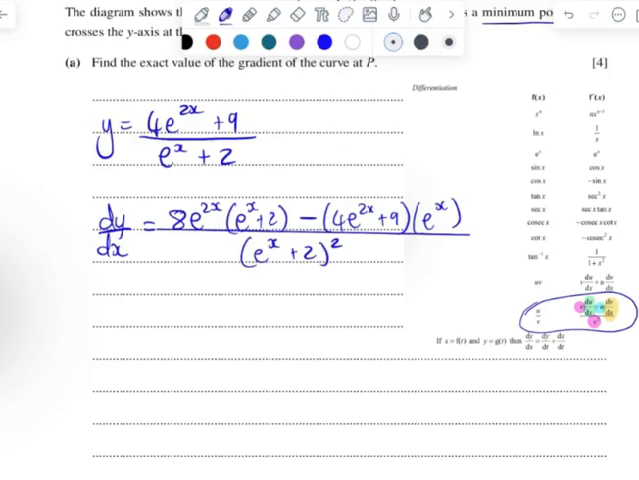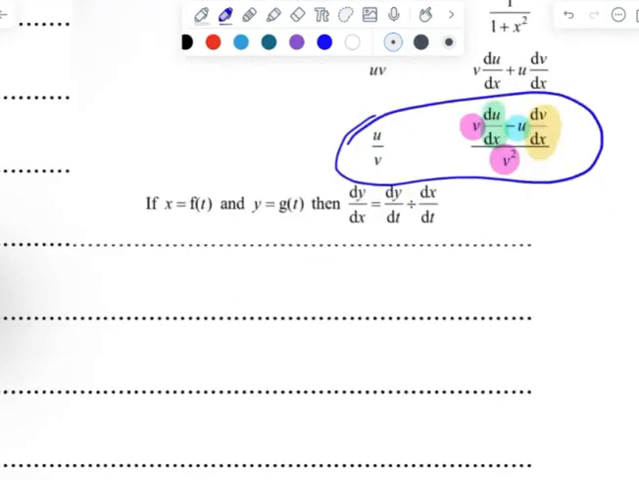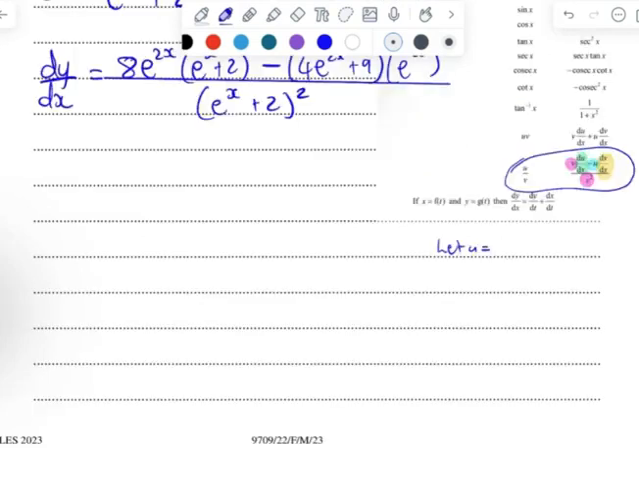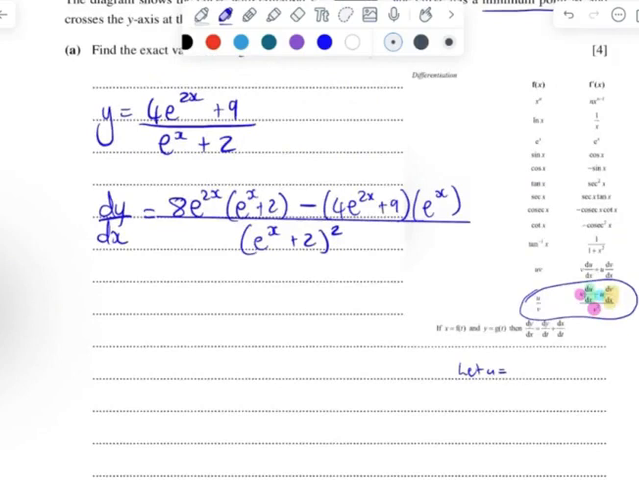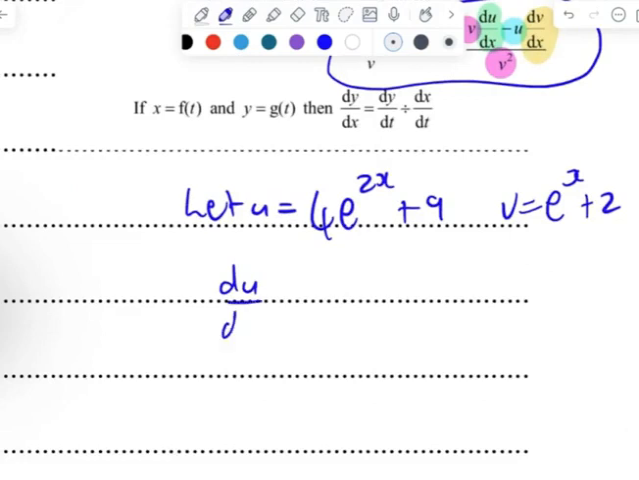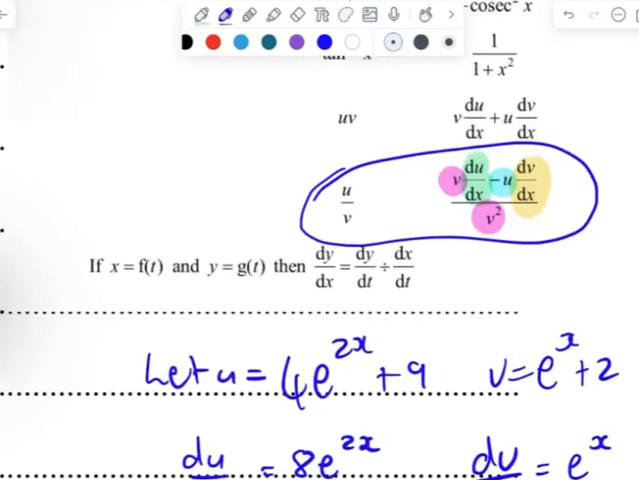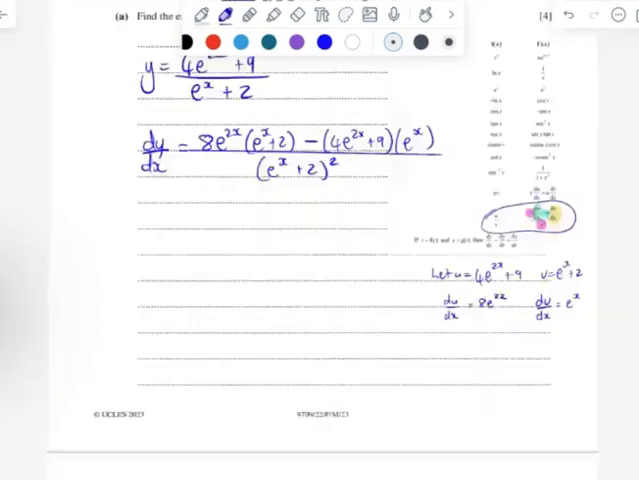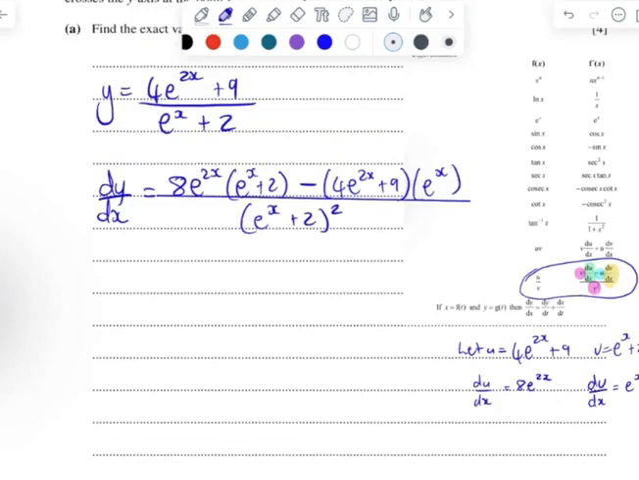So if you were to use the formula, I would start off with saying let u equal, and then your top formula. So that's 4e to the 2x plus 9, and your v is going to be e to the x plus 2, and then you would derive them each separately. So that's 8e to the 2x, and this one is just e to the x, and then you've got to literally just paste all the pieces together as they've done in this formula. Right, so now we've got our derivative, and what are we doing?